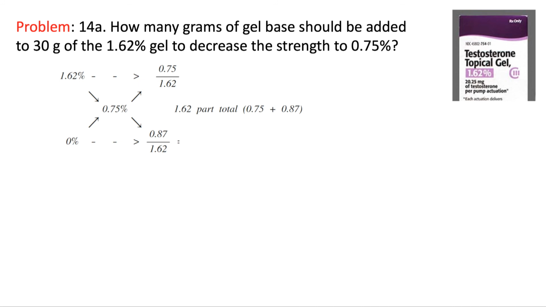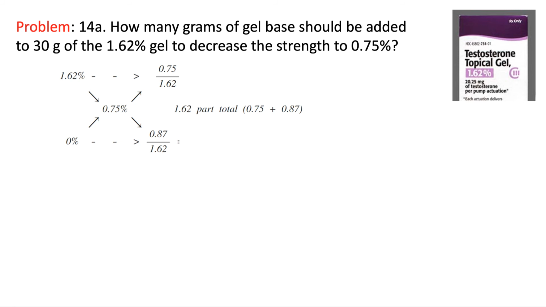So what I've said is I need 0.75 parts to be the 1.62%, and I need 0.87 parts to be the 0%. But out of how many total parts? So let's add those up. 0.75 plus 0.87 gives a total number of parts of 1.62. So now, looking again at the top, of the testosterone gel I already have, that is 1.62%, I need 0.75 parts out of a total of 1.62 parts to be that. On the bottom, I need 0.87 parts to be the pure gel base out of a total of 1.62 parts.